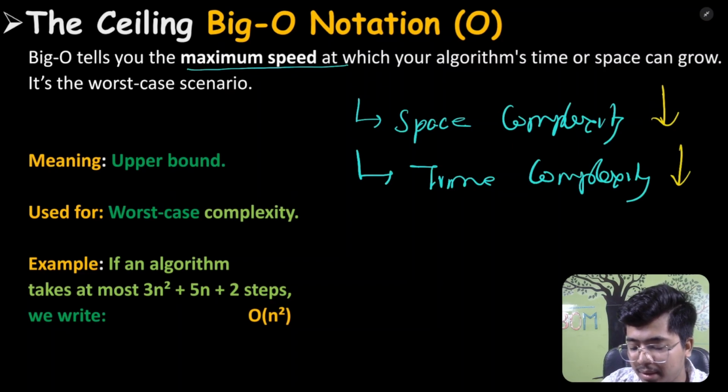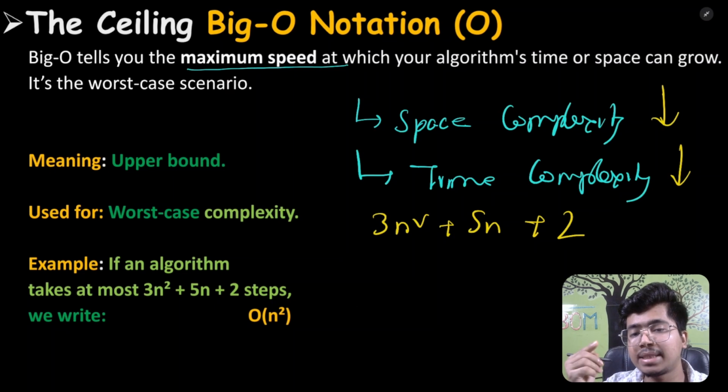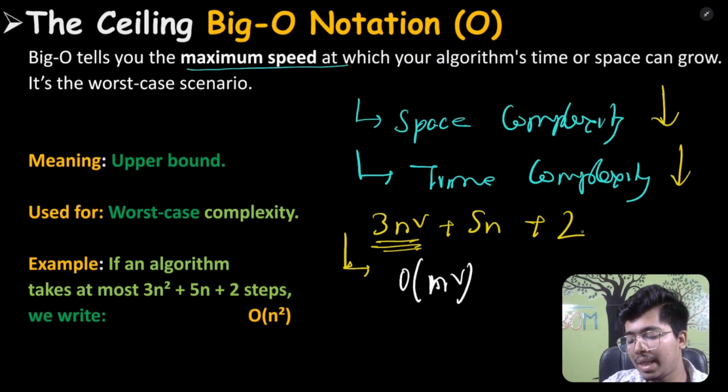That means, let's say this is our algorithm: 3n square plus 5n plus 2. There are a lot of factors, but what can be the highest time taking? It can only be n square. N square is the highest time. So our big O notation will only represent big O of n square. That means our algorithm can take the highest time of n square. So it is represented by utilizing big O notation.